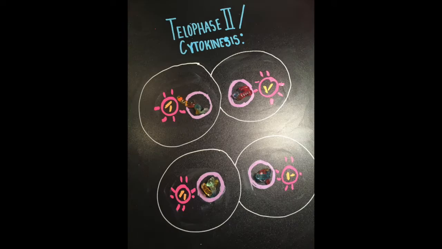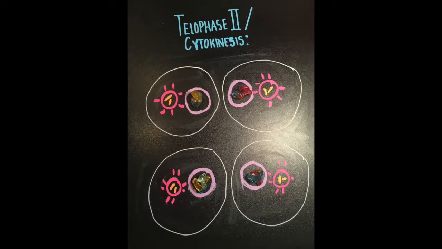In telophase 2/cytokinesis, the spindle fibers break down and a nucleus and nuclear envelope form around the chromosomes. A cleavage furrow forms in each of the cells and the cytoplasm divides. This ends with a product of 4 haploid cells that are all genetically unique from the one parent cell. This concludes the cell cycle and meiosis in animal cells.